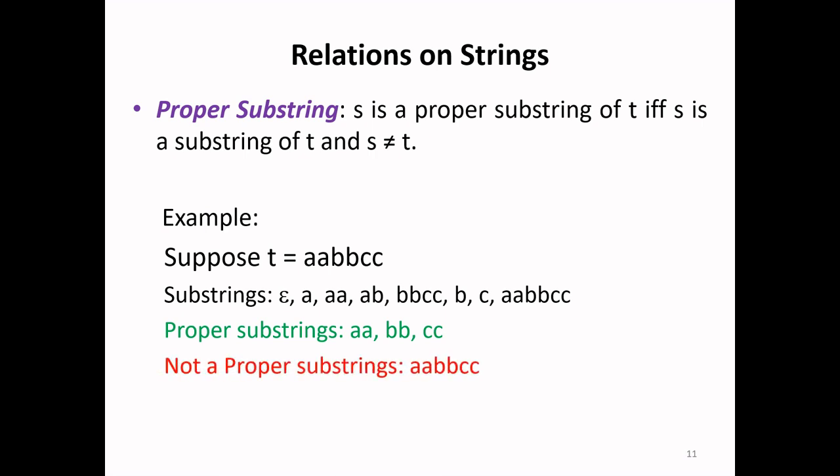Take one more example, AABBCC. Is this string a substring of T? Yes. But is it a proper substring of T? No. Why? Because it violates the definition of proper substring. What does it state? S must not be equal to T. Whereas here T and S both are the same. Hence, this string is not a proper substring.